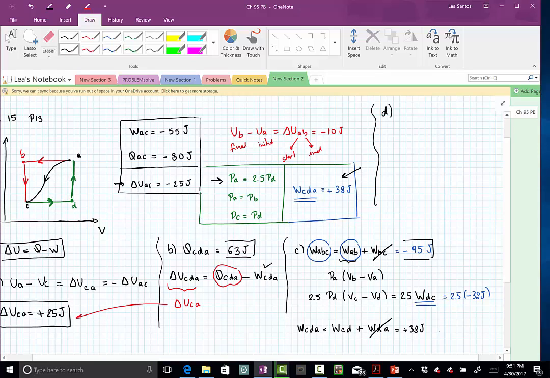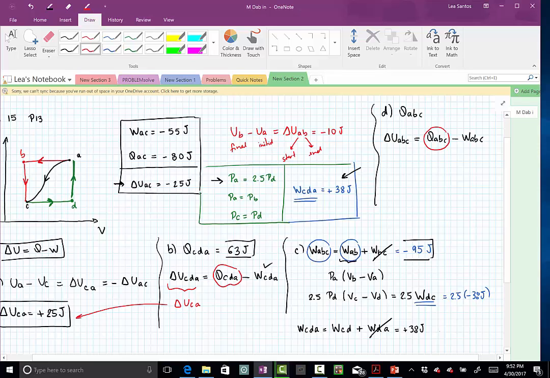Question D is what is the work for this path A, B, C. I compress from A to B, then I just change the pressure at constant volume from B to C. How do I find this Q, A, B, C? I'm going to go for the first law. If I have the change in internal energy, ABC, and if I have the work, ABC, I'm done. All right, so this is the one that we want.